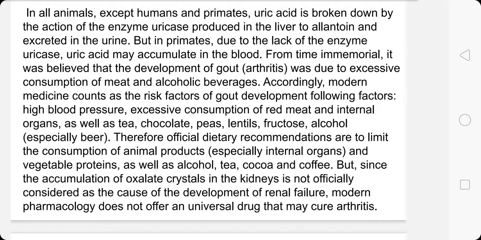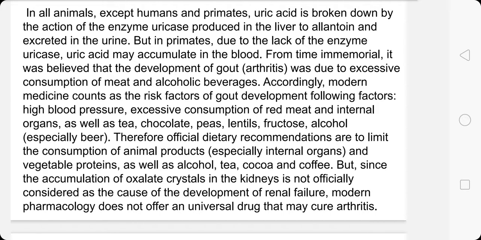The official dietary recommendations are to limit consumption of animal products, again, which is completely opposite to my opinion, and to reduce the amount of proteins, and we need protein a lot. We need protein to be healthy, 1.6 gram per kilo of weight at least, or maybe 2 gram of dry protein per kilo of weight. Also, they recommend to limit alcohol, tea, cocoa, and coffee, and that is again a little bit stupid in my opinion.